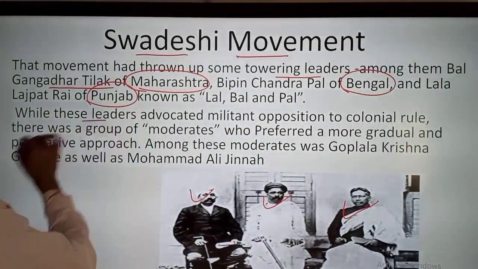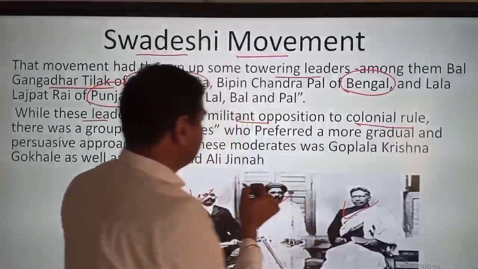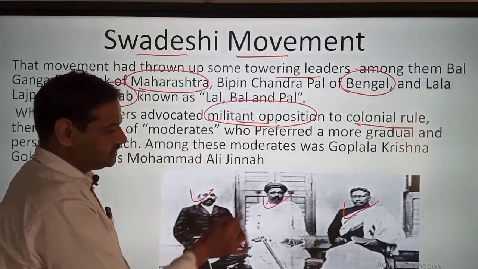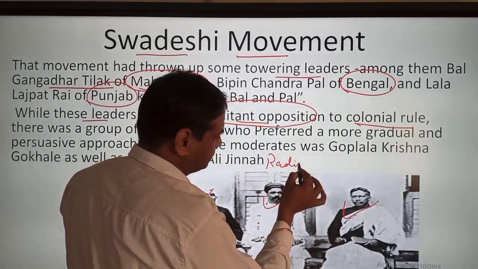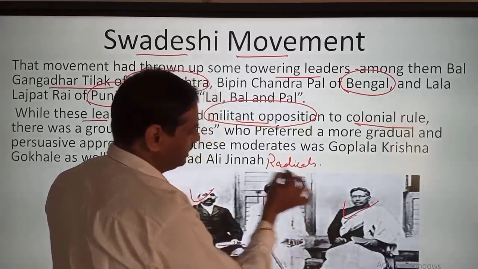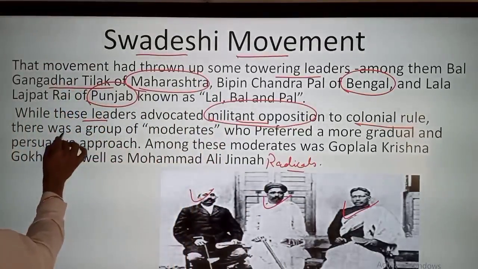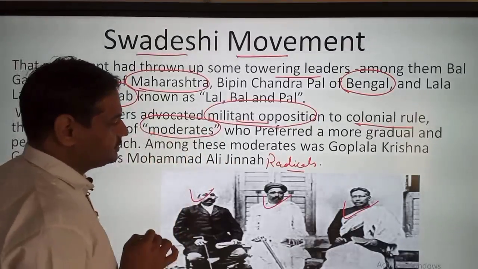While these leaders advocated militant opposition to colonial rule, so they believed in militant opposition, not in non-violence, these leaders are called the radicals or extremists. So they were different from Mahatma Gandhi. These were the radicals. And there was a group of moderates who believed in liberal ways to attain freedom.